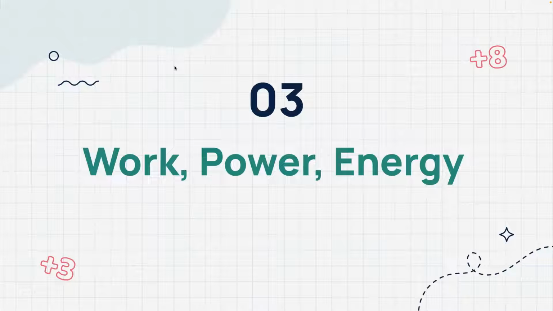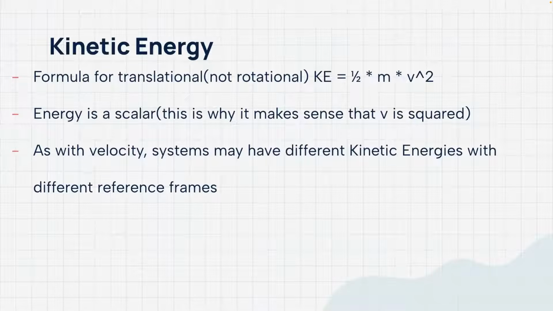Now on to unit B: work, power, and energy. So what is kinetic energy? We hear it all the time, right? But what does it really mean? Kinetic energy is just energy due to motion. And for translational kinetic energy, meaning non-rotational, moving in a straight line, kinetic energy is equal to 1/2 mv squared.